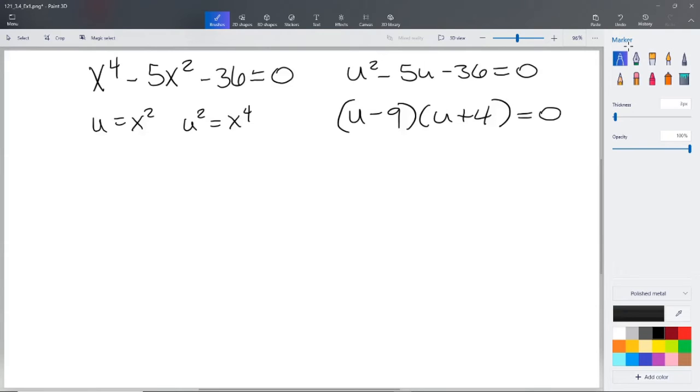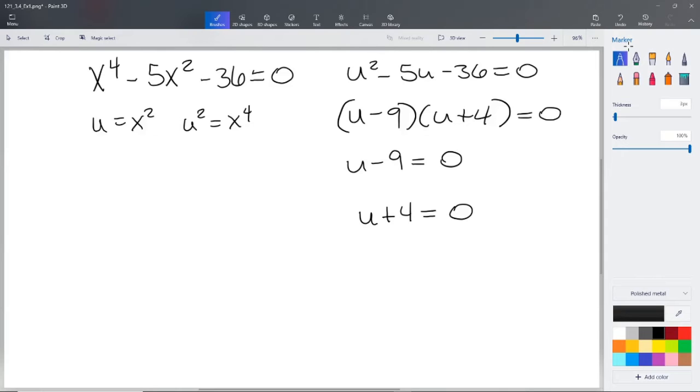All right, so now we're going to go ahead and set them each equal to 0 so we can solve for u. So u minus 9 is equal to 0, and u plus 4 equals 0. If you're doing this in public, you want to be careful, especially when using the word u, because sometimes people will look at you funny because you're saying u minus 9, and they might say, what? I'm not minusing 9. So be careful when you're doing this in public and reading it to yourself out loud.